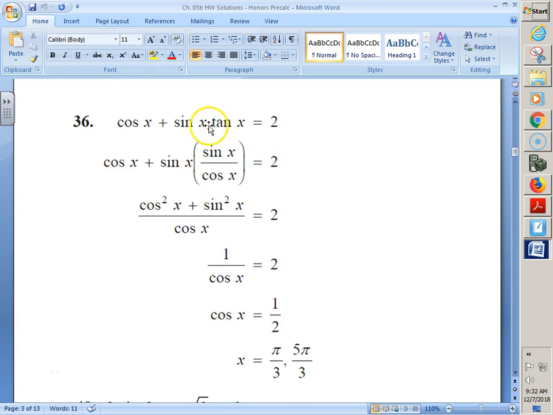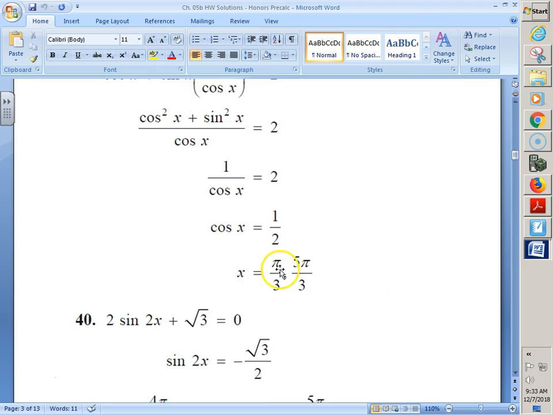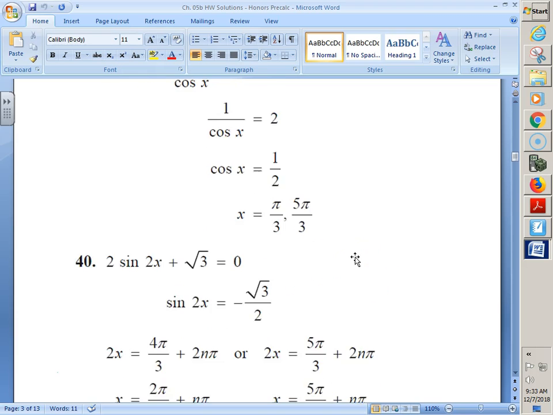Number 36. Looked an awful lot like some t-proofs we've seen. Sine over cosine, common denominator, 1 over cosine. You can either say that's secant and have to think real hard, or multiply up cosine and divide and not think so hard. Positive, first quadrant and fourth quadrant.